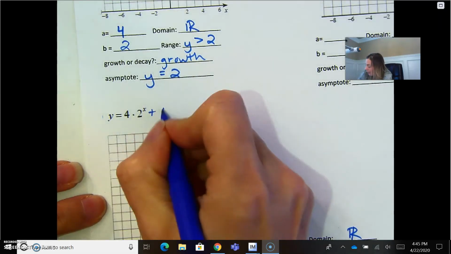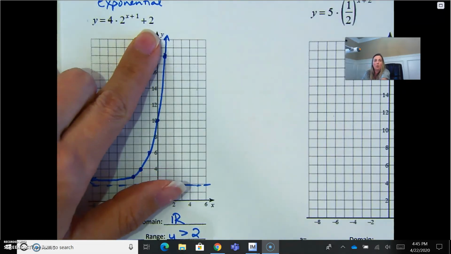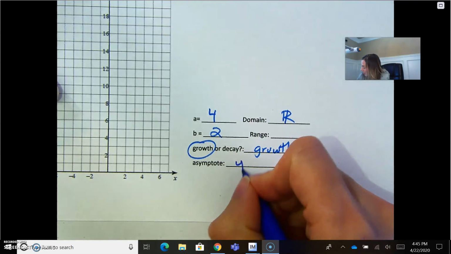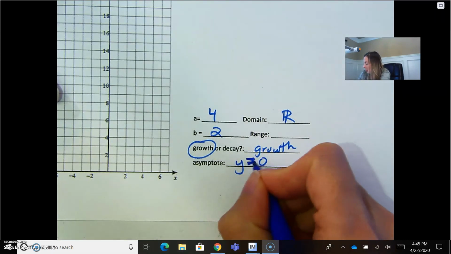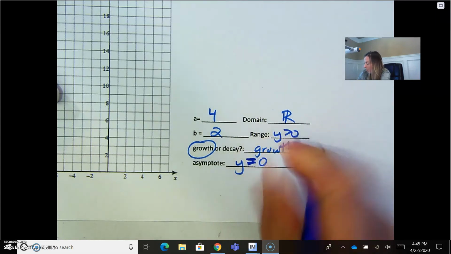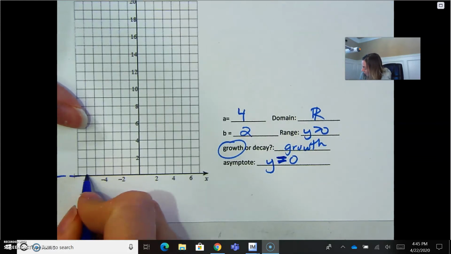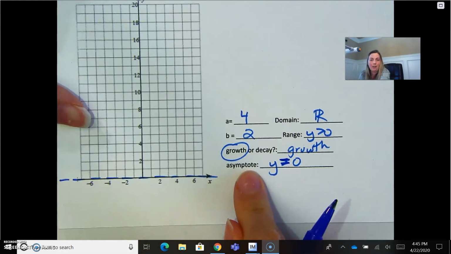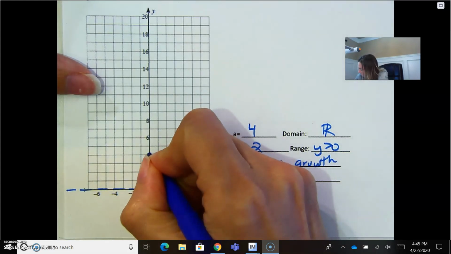The asymptote, so what's being added here? Nothing. All right, nothing's being added here. On this example, we had +2. Here we have plus nothing. So that means our asymptote is greater than 0. So your range is, oops, I put it in the wrong spot, equals, all right, the range and the asymptote go hand in hand. Okay, so let me do my little dotted line at 0 for that asymptote. And then we're going to be crossing the y-axis at 4.